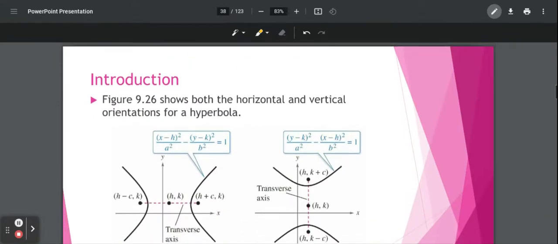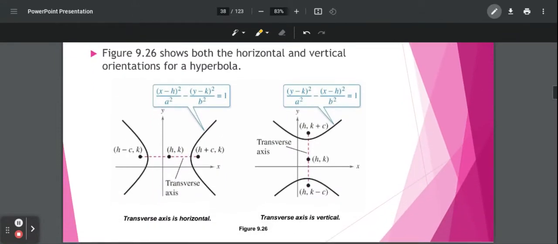So this is just a picture that gives you the two different types of hyperbolas. Again, the center is your h and your k. To get to the focus out here, if we were going horizontally, we would add c to the h value and subtract c from the h value. If we were going vertically, we would add c to the y value, or to the k value, and we would subtract c from the k value.